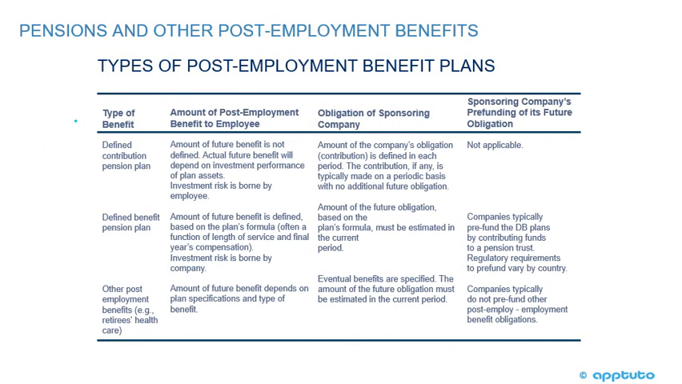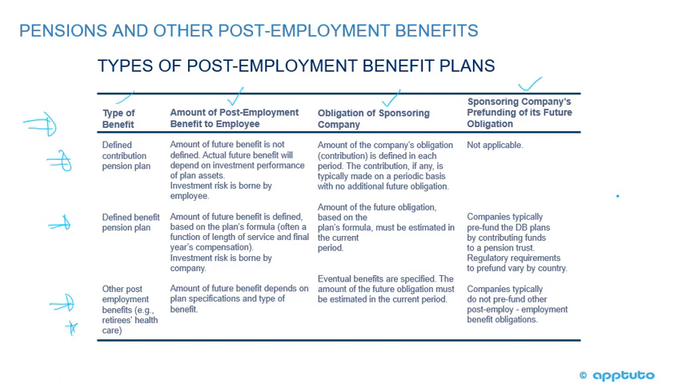So here's just a summary chart, and actually this is from CFA Level 2, so it's really nice to know, not so much a need to know, but it is a good summary. It's covered in Level 1 and Level 2. So we have the type of benefit: the defined contribution pension plan, the defined benefit pension plan, and in Level 2 it steps up and talks about other post-employment benefits, such as healthcare, because retirees often receive healthcare. Then the columns: the amount of post-employment benefit to the employee, the obligation of the sponsoring company, and the sponsoring company's pre-funding of its future obligations.